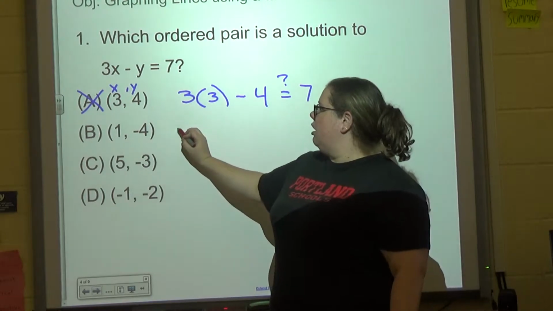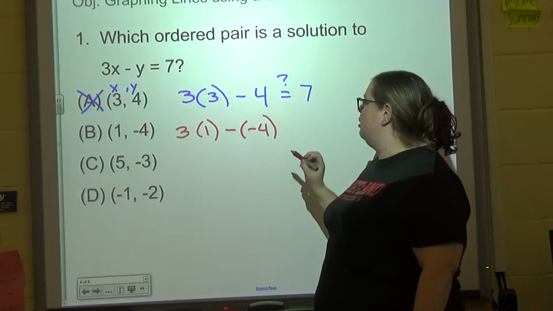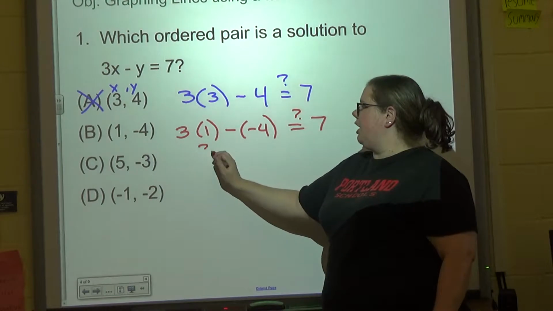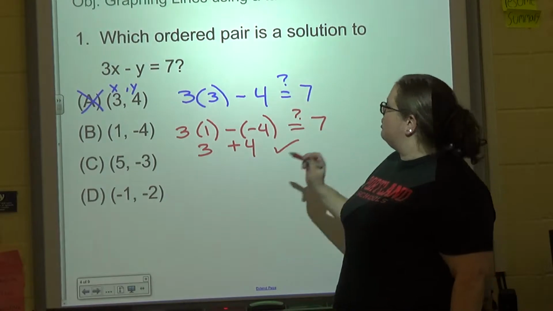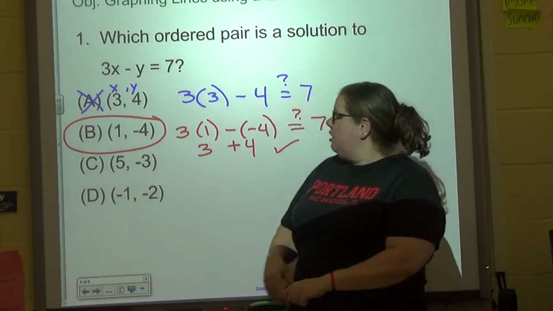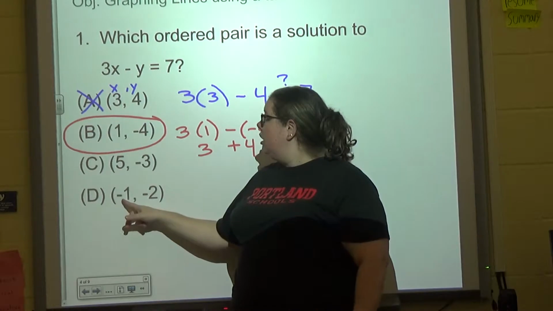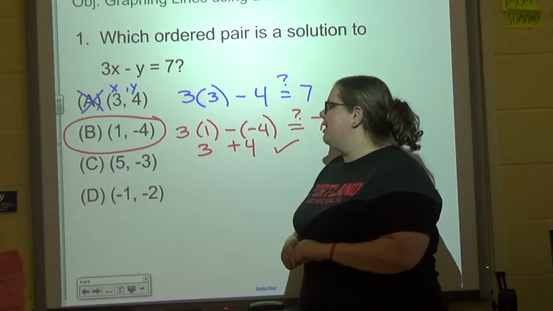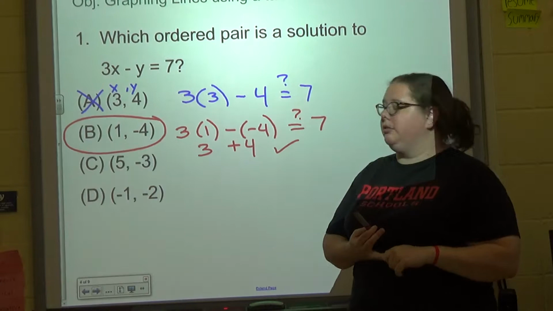Let's try B. 3 times 1 minus negative 4. Does that equal 7? Pretty sure it does. This is 3. A double negative turns into a plus. So that works. So the answer is B. And it's helpful if you want, you can go through and check the others. This would be 15 plus 3 is 18. That doesn't work. Negative 3 plus 2 is negative 1. So that one doesn't work either. So just plug in, replace your x, replace your y.